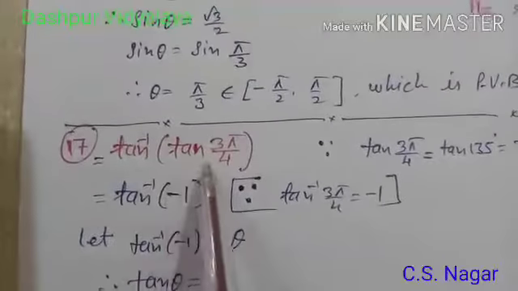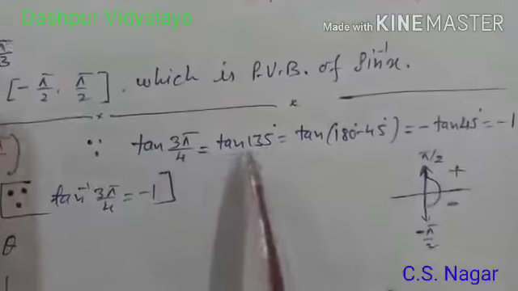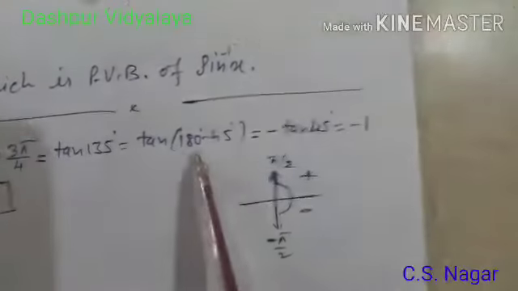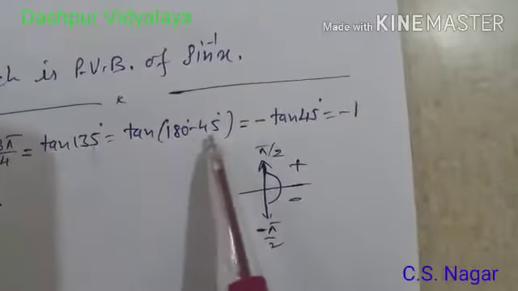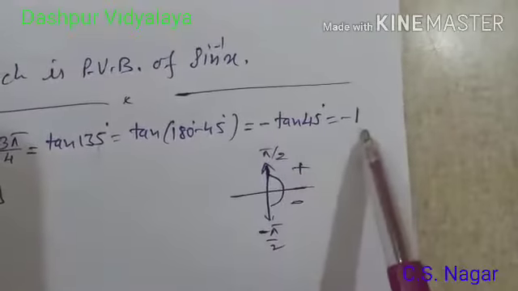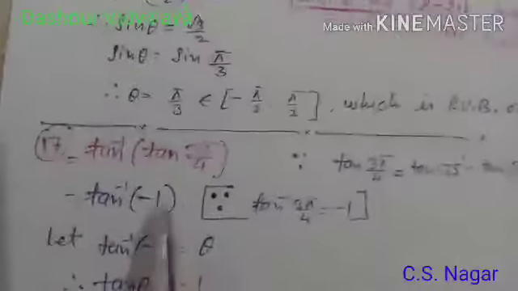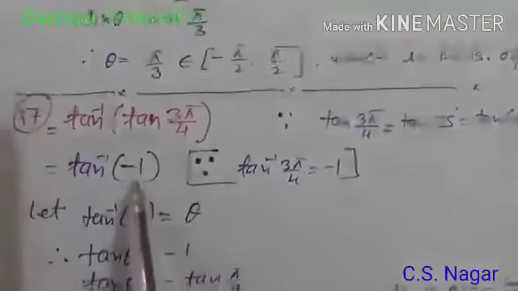Same as question number 17. Tan inverse tan 3 pi by 4. Pi by 4 means 45, 45 into 3 means 135. 135 means 180 minus 45, and tan of 180 minus 45 is minus tan 45, and tan 45 is 1, so it is minus 1. So in place of tan 3 pi by 4, write minus 1.